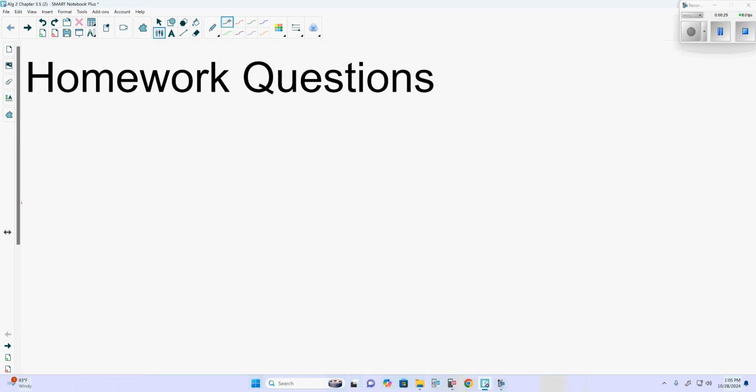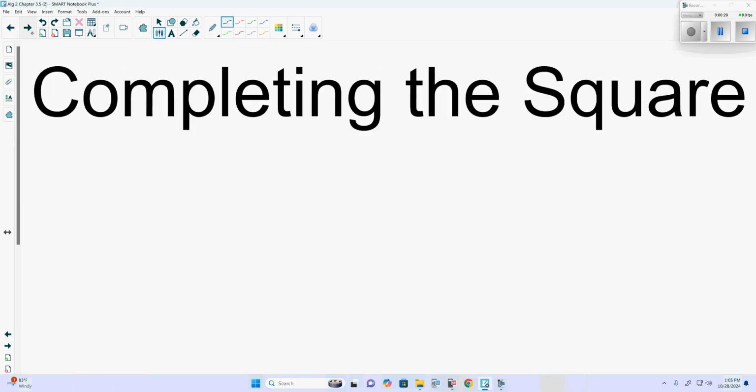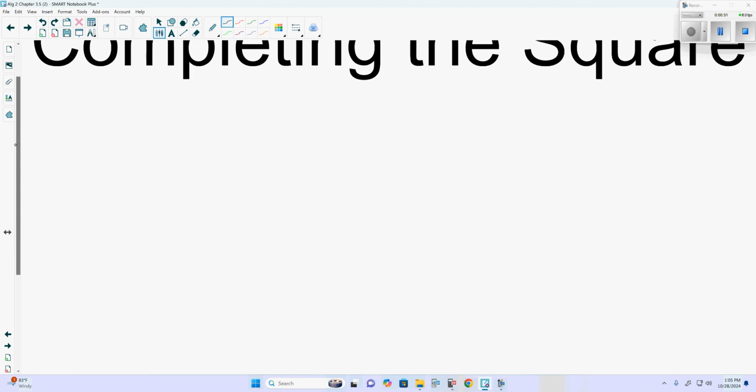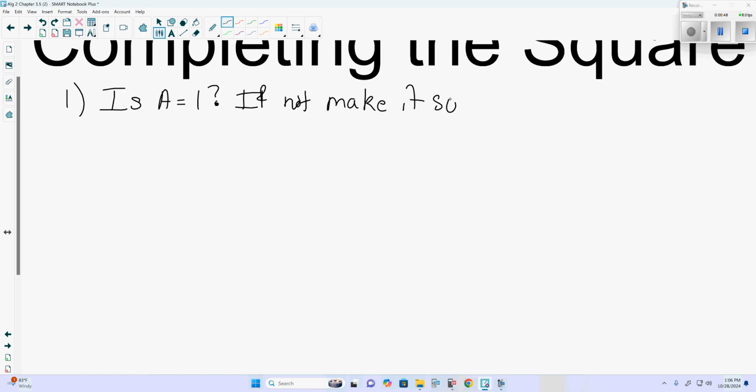All right, guys. Any questions on the homework? Completing the square. We started this on Friday, but we're going to continue on and finish this up today. We had 4 main steps. Is a equal to 1? If not, make it so. If the number in front of x squared is not 1, we need to get it to be 1.